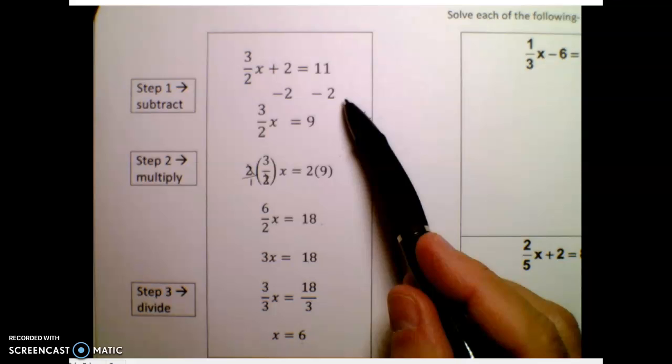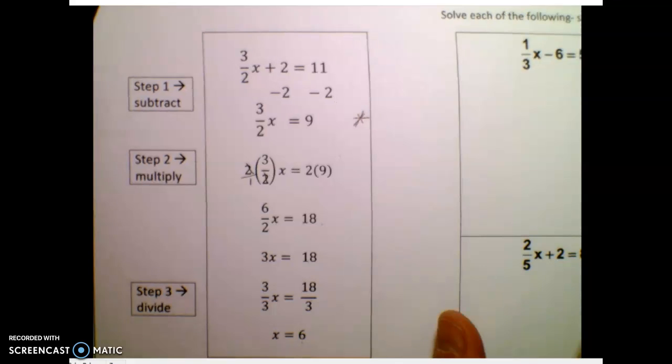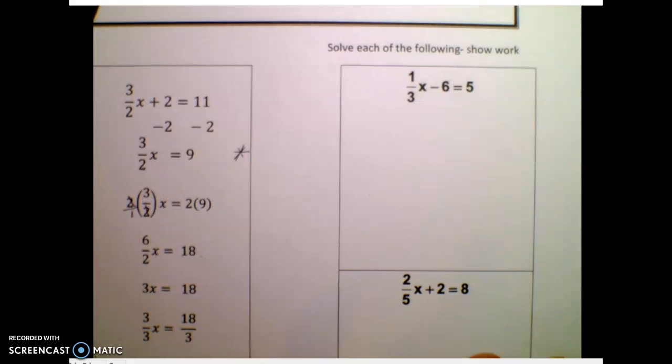So you can either use this method or the other method. It doesn't matter which.